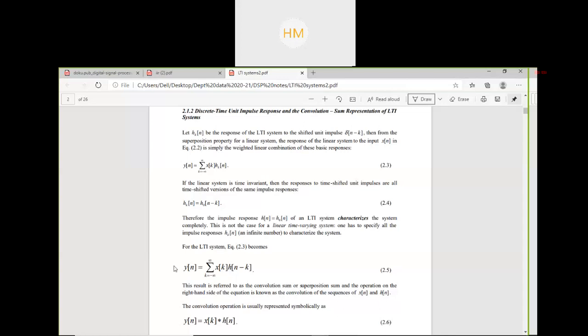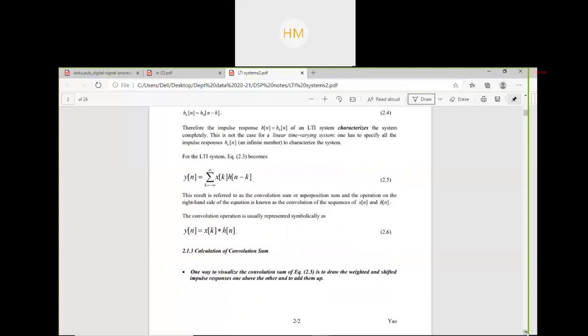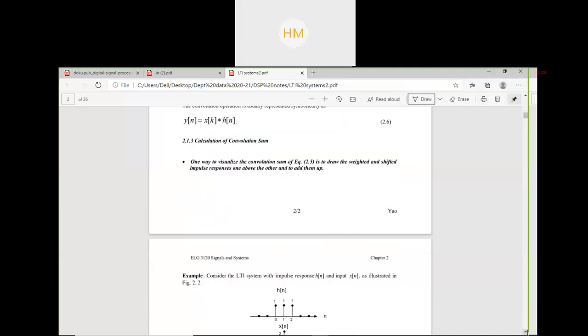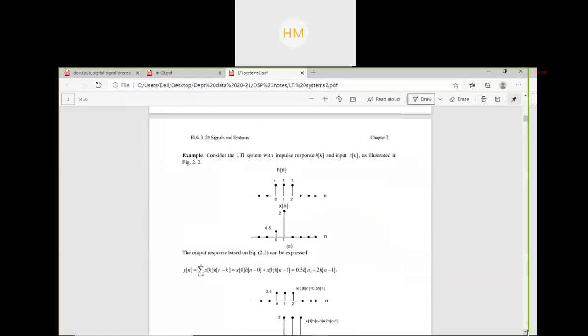So the LTI system equation, you have to remember. This is a very important equation. y of n is equal to summation x of k h of n minus k. This result is referred to as the convolution sum or superposition sum, and the operation on the right-hand side of the equation is known as the convolution of the sequences x of n and h of n, and the output is y of n. The convolution operation is usually represented symbolically with this sign: x of n convolved with h of n. Clear?